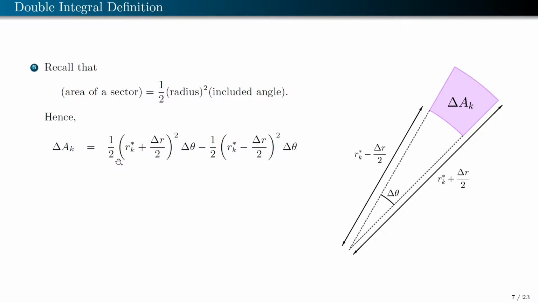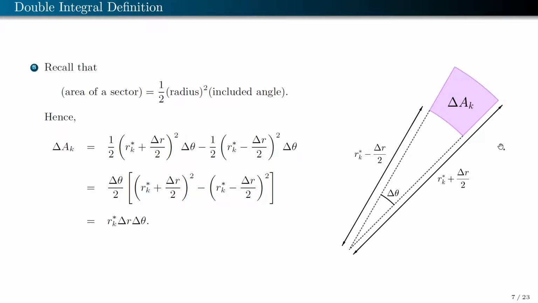Just simplifying, both terms parehong may 1/2 delta theta, so pwede factor out yun. Tapos, after some algebraic manipulation, pwedeng expand, or pwede tingnan to as difference of two squares. In any case, simplifying all of these, magiging r_k star delta r delta theta. So again, this expression is yung area ng isang simple polar rectangle ng isang r sub k.